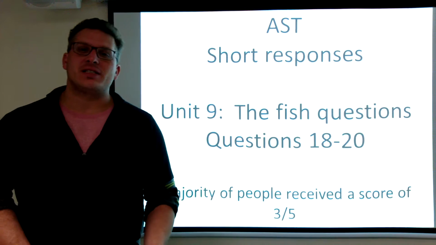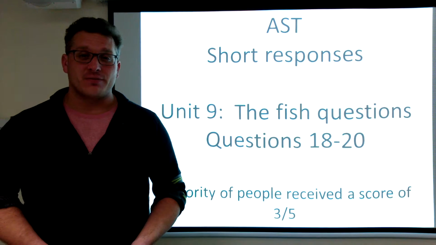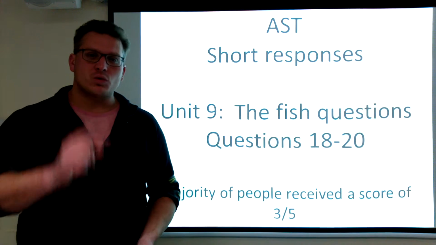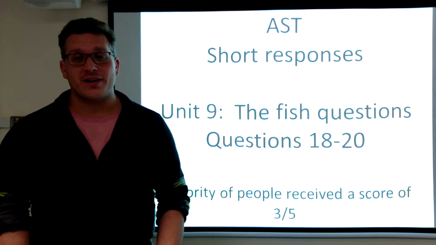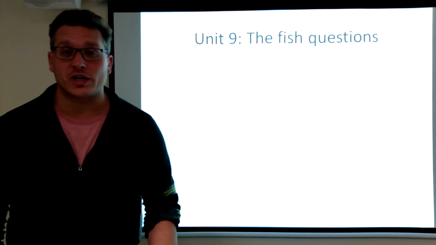What we have here is that the overwhelming majority of you got a score of 3 out of 5. So we just want to see where those other marks are missing. There was one person who got a score of 5 out of 5. You know who you are, so well done to you. Let's go through the question.